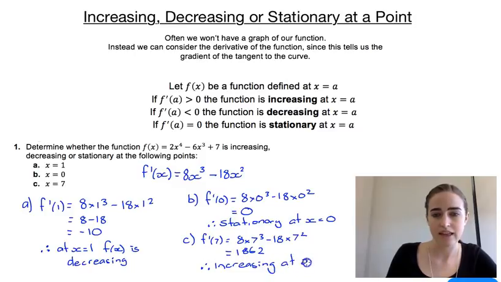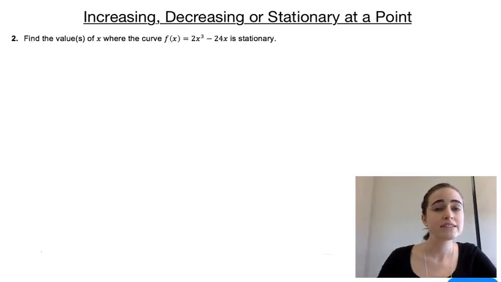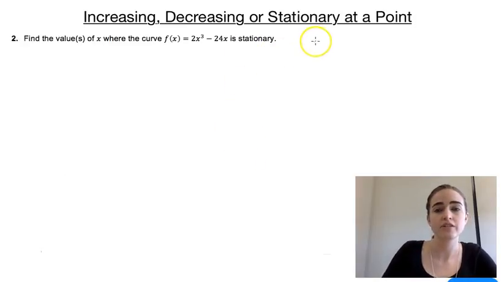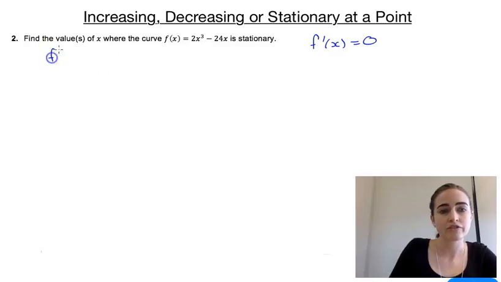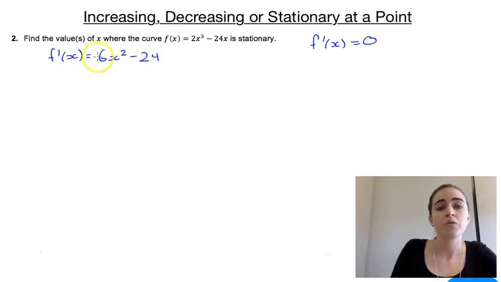So our next example asks us to find the value or values of x where our curve f of x equals 2x cubed minus 24x is stationary. Stationary means that we want that first derivative to be equal to 0. So we're going to differentiate, which would give us 6x squared minus 24. Now we want that derivative to be equal to 0. So we're going to have 6x squared minus 24 is equal to 0. And now we're going to solve this equation.